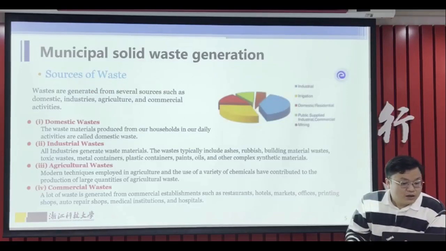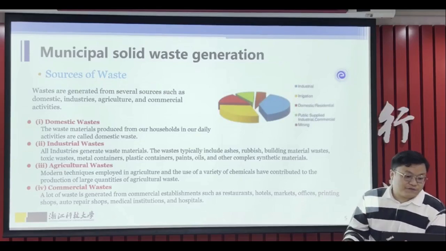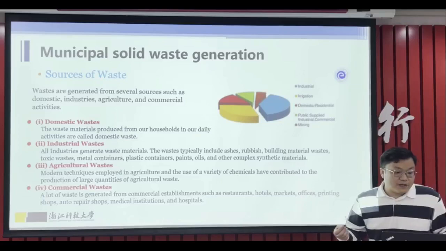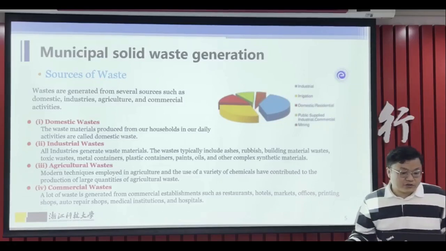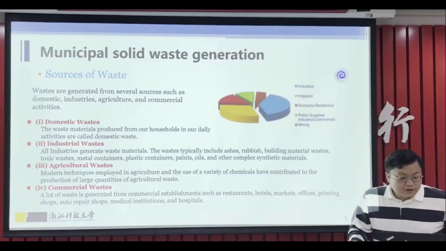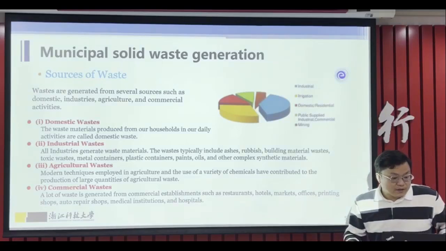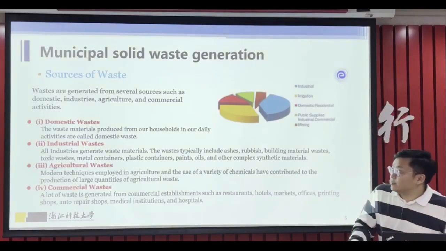So, where does waste come from? Waste is generated from several sources, such as domestic, industrial, agricultural, and commercial activities. First is domestic waste. The waste materials produced from our households in our daily life, we call domestic waste.